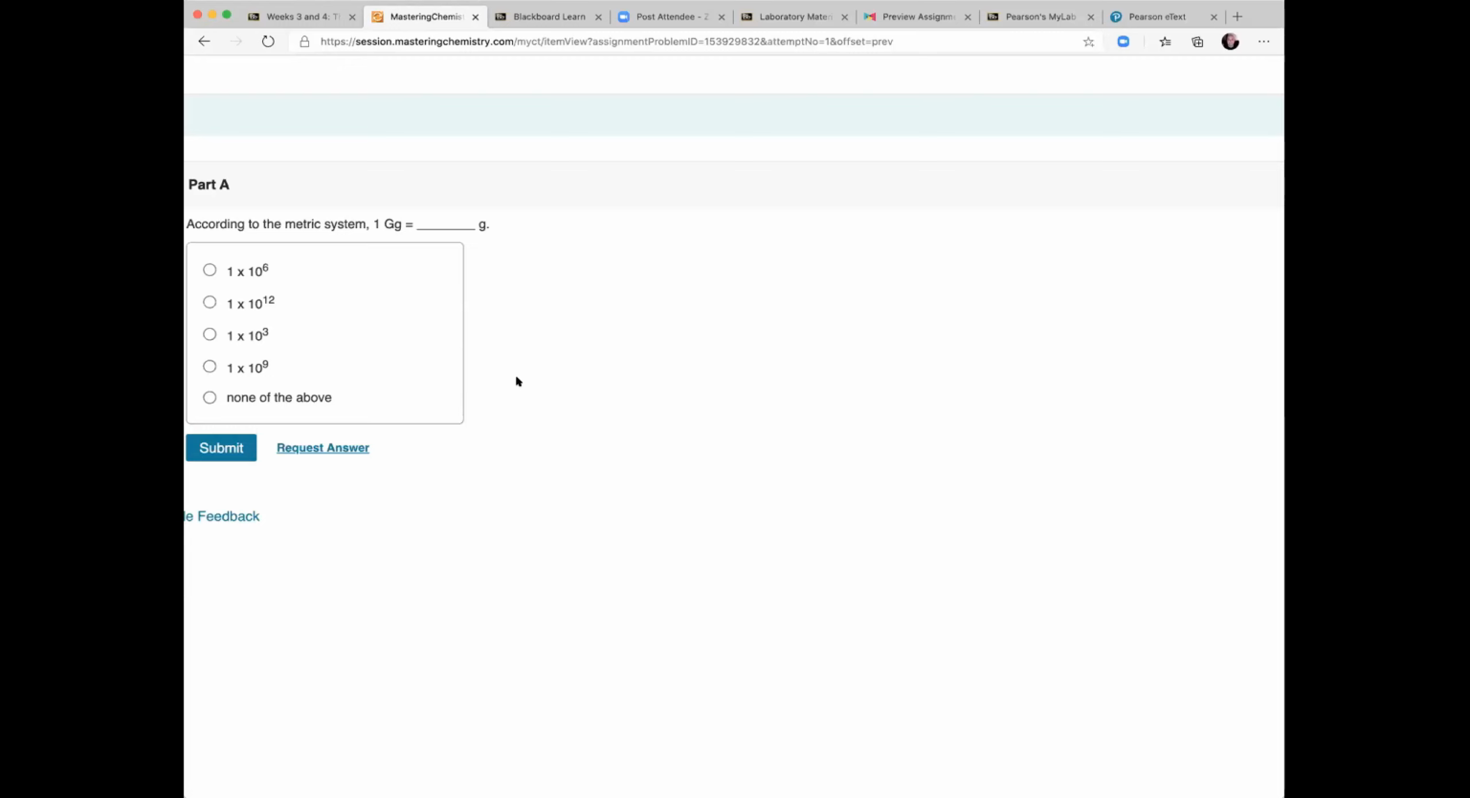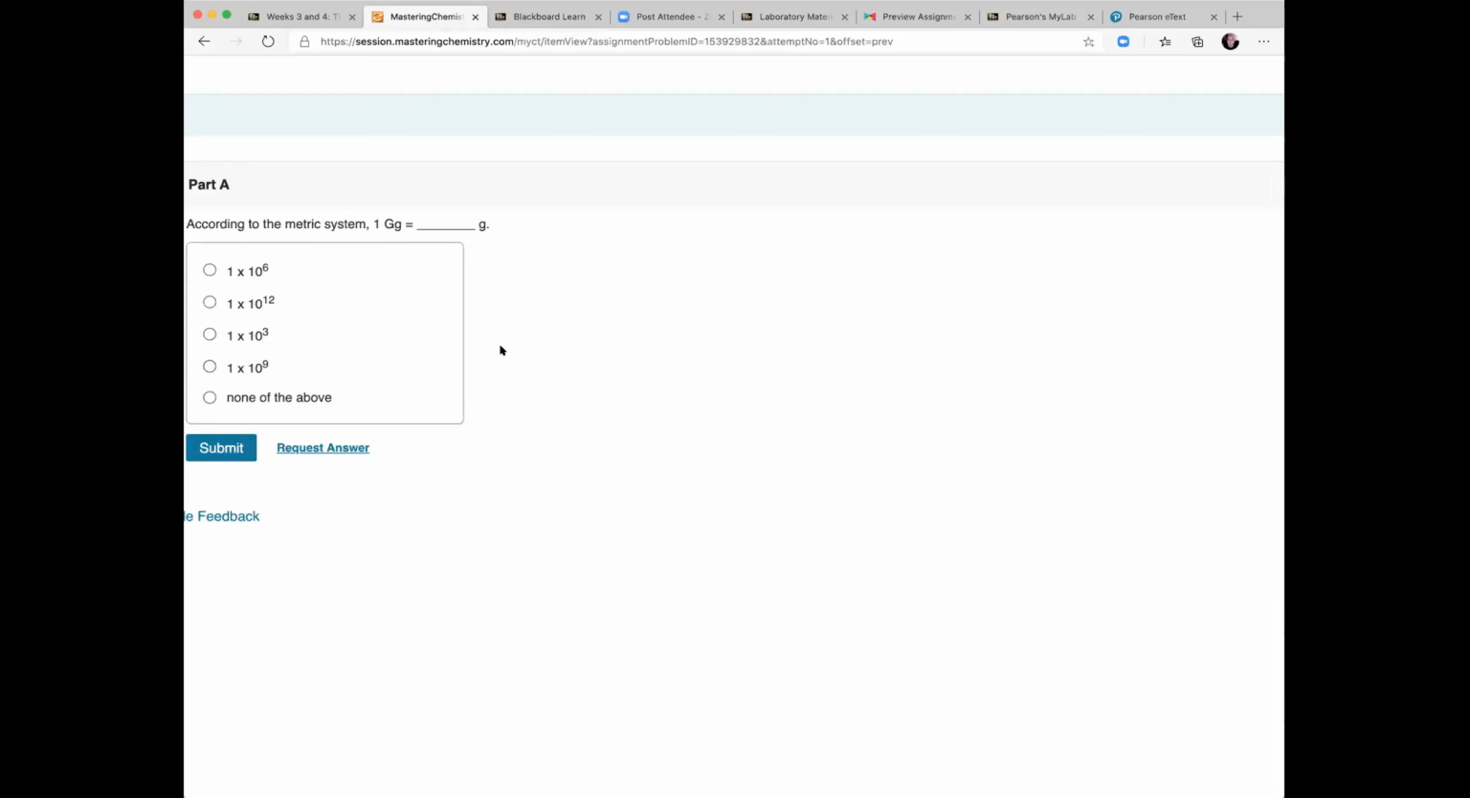Yes, in this problem, yes. Because I know 1 gram equals 1 times 10 to the 9th. But in here, we have 1 gigagram. So it's gonna be 1 times 10 to negative 9 gram. But they put the answer as positive 9. Let's see.